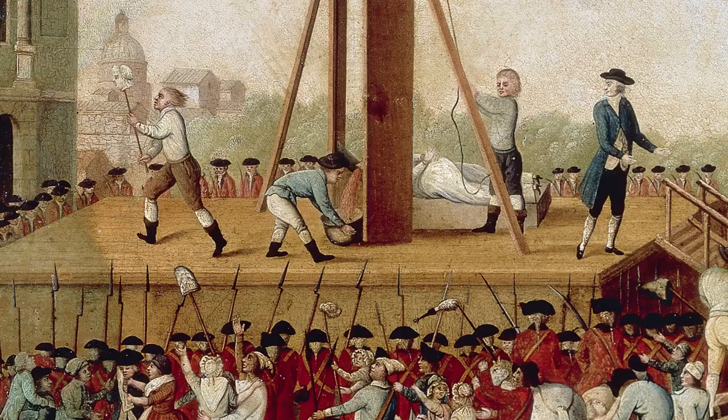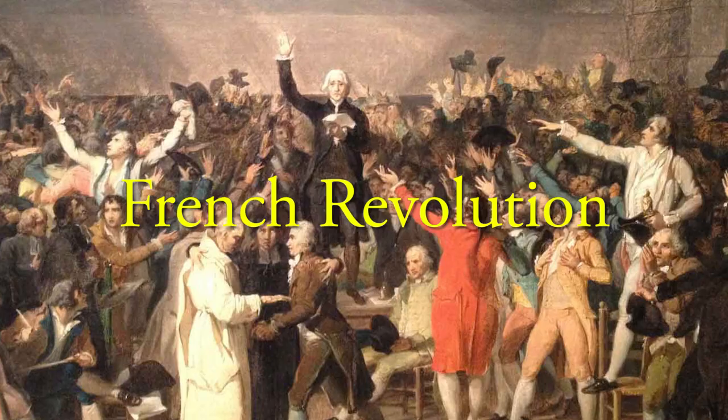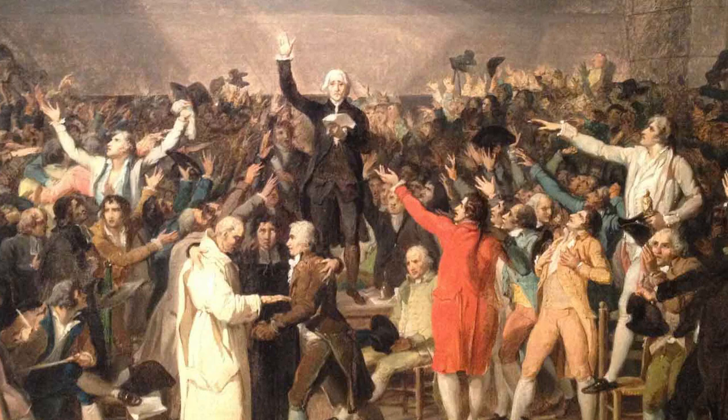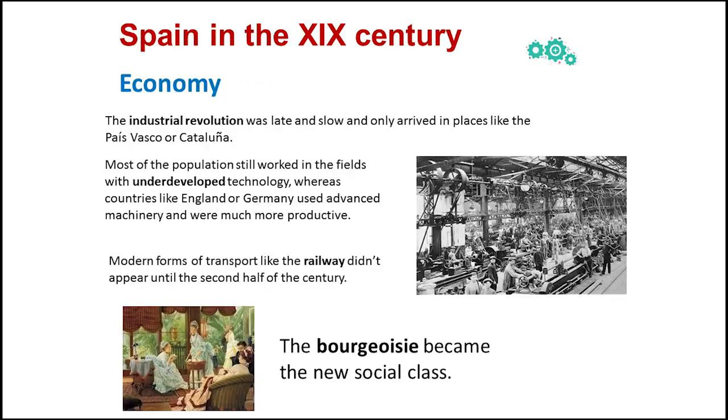The French Revolution and the Industrial Revolution mark the beginning of contemporary ages. The French Revolution. It broke out in France in 1789. People rose up against the injustices of absolutism, and they organized a government based on the ideas of the Enlightenment, such as equal rights and liberties for all citizens. These ideas were defended in 2 texts: the Declarations of the Rights of Man and of the Citizen, and the Constitution of 1791.